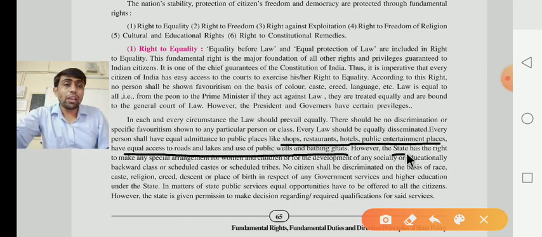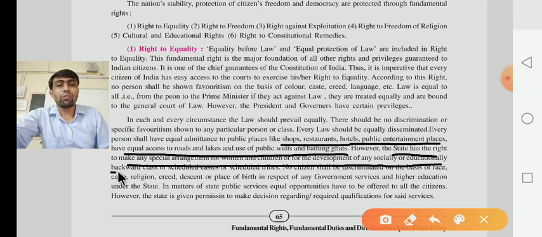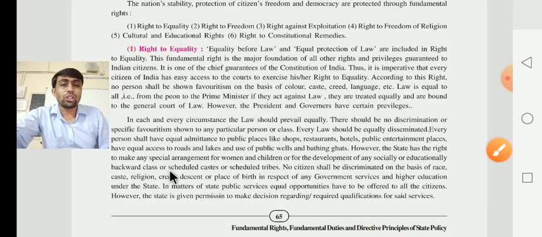However, the state has the right to make any special arrangement for women and children, for the development of any socially and educationally backward classes. What do they say here, dear children? The state has the right to make any special arrangement for women as well as children, for the development of socially and educationally backward classes, the Scheduled Castes or the Scheduled Tribes. It means SC and ST category.